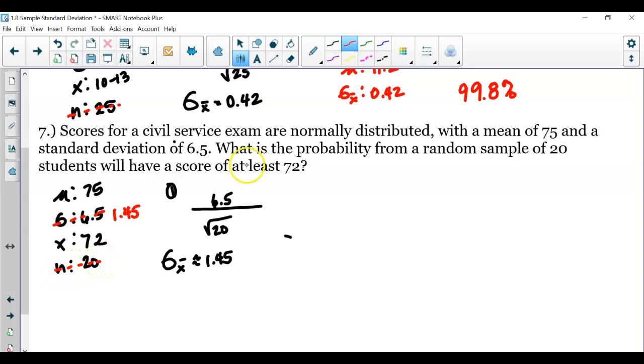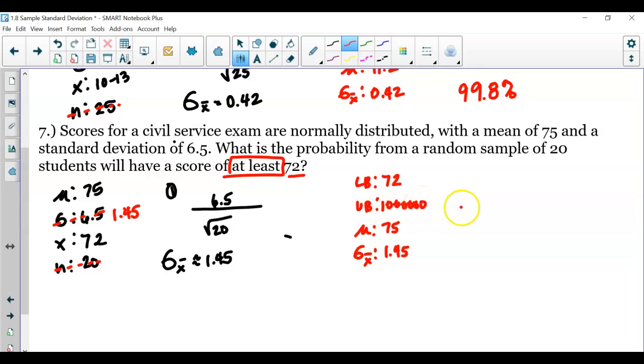Now, the key phrase was also at least 72. So when identifying your lower bound, upper bound, mean is mean, so 75. Standard deviation of the sample is now 1.45. At least 72, so 72 was the lower bound. Upper bound, 1 million. So when you put that in the calculator, you should have gotten a probability of 0.981 or 98.1%.